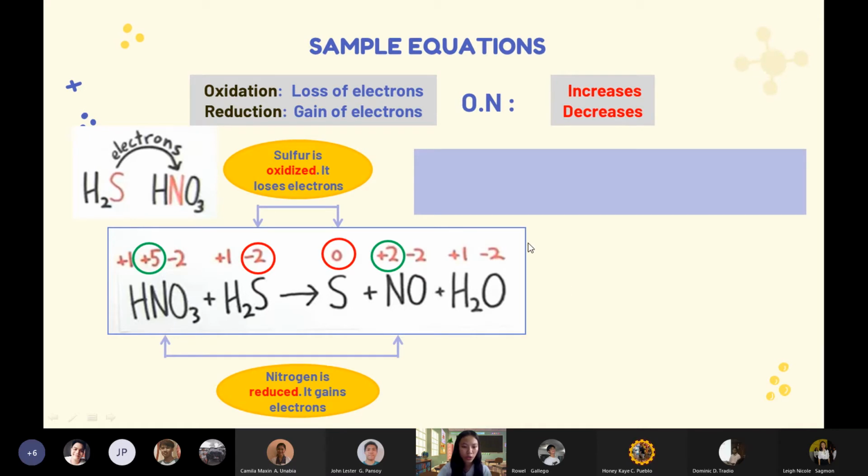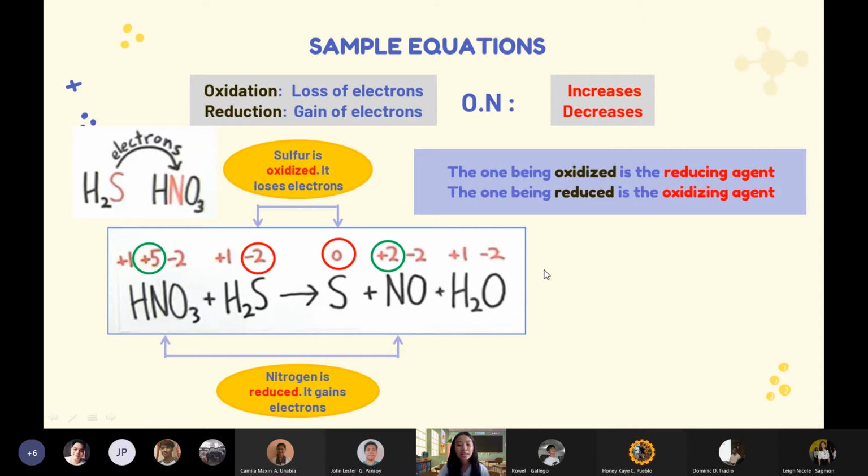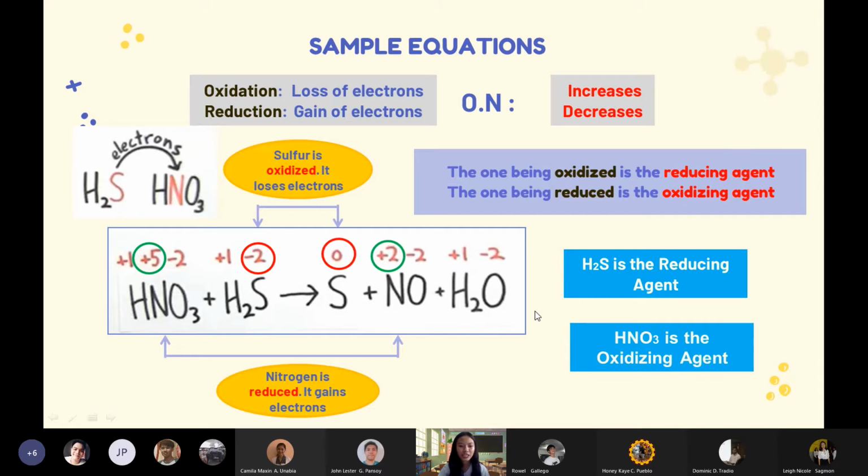For good practice, you can also include the compound. The one being oxidized is the reducing agent. You must always remember that. Now, this makes H2S the reducing agent, as it allows reduction to happen. And HNO3 is the oxidizing agent.